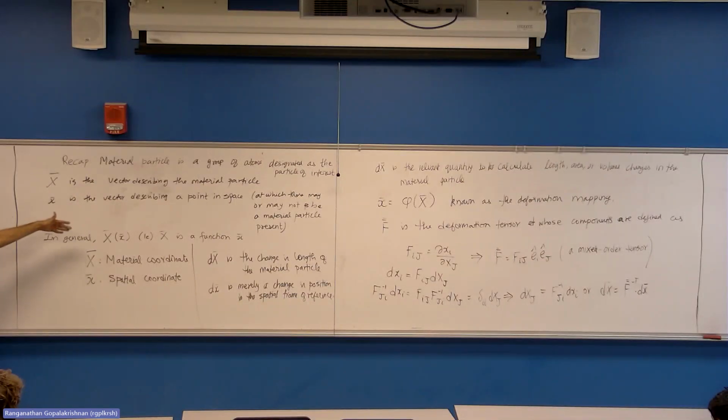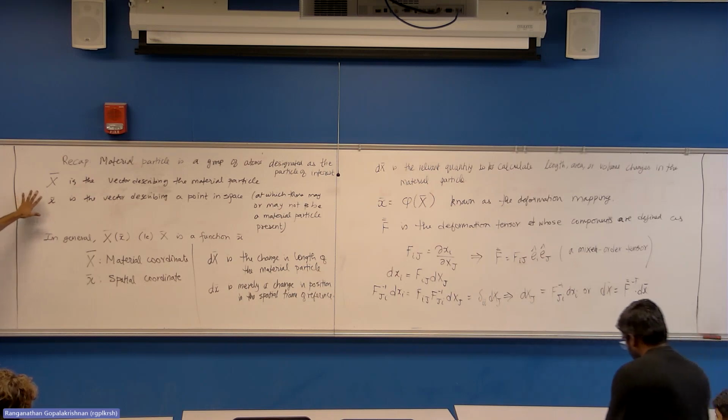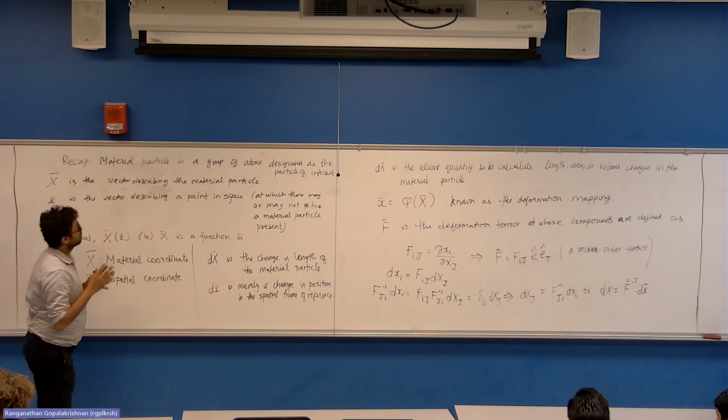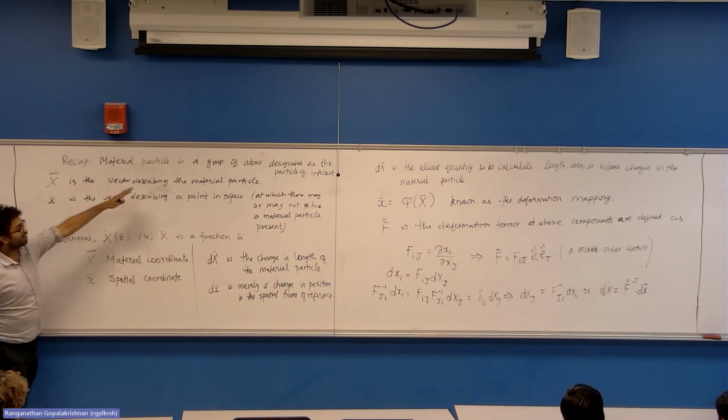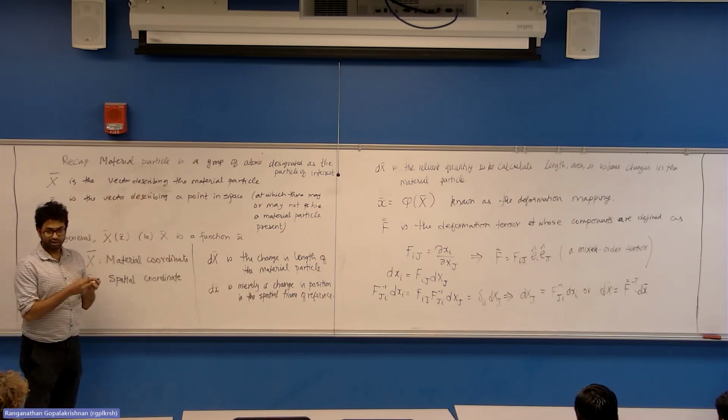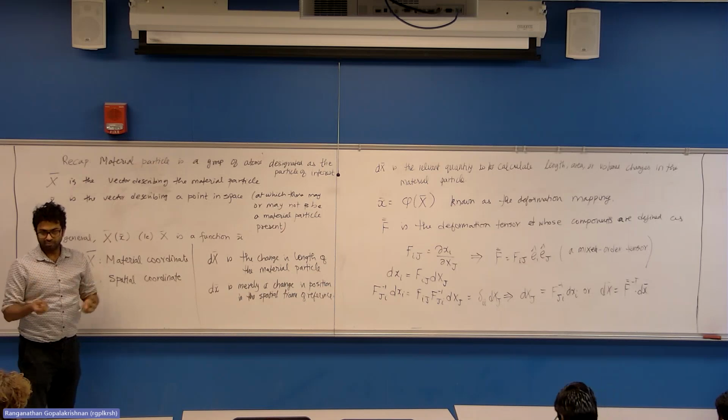This is a recap of the last lecture. Prior to this lecture, we talked in detail about the spatial coordinate system and the material coordinate system. So I'm not putting that here, but what we want to take away is that firstly, there is a material particle, which can be defined as a group of atoms which we designate as our particle of interest, and which is what we aim to track.